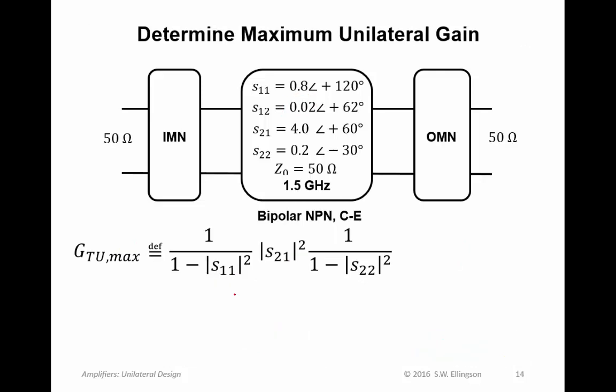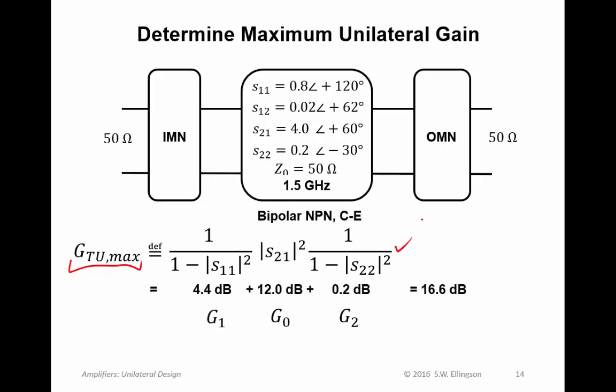You determine the maximum unilateral gain. Once again, that's this thing, given by this expression. Here we find that G1 is 4.4 dB. The intrinsic forward gain, that's just the magnitude of S21 squared, is 12 dB. And G2, the output mismatch factor, is 0.2 dB. And so the maximum unilateral transducer power gain is 16.6 dB. Now that's greater than the 15 dB or so that we had specified, so we know we can achieve the specified value.